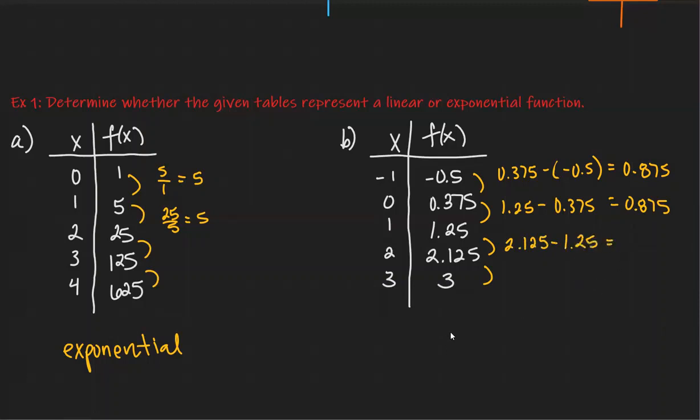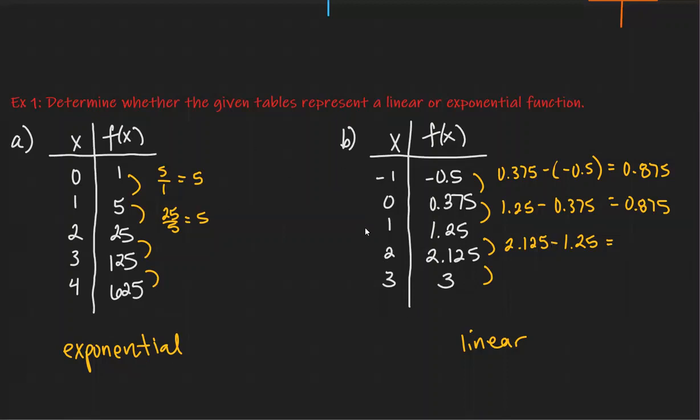And so that means it's linear, because it's changing by me adding the same number every single time. And here this is changing by me multiplying by the same number every time. In this one, it's changing by me adding the same number every time. I'm adding 0.875 every single time. And so that's how you can tell the difference. Divide the consecutive numbers, and if you get the same number, then it's exponential. Subtract the consecutive numbers. If you get the same number, you get a linear function.